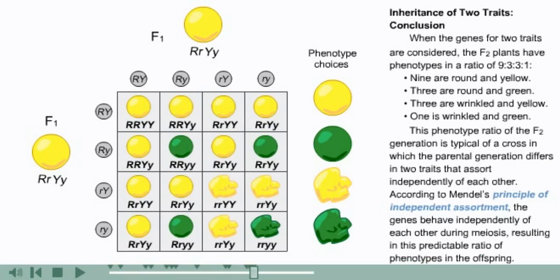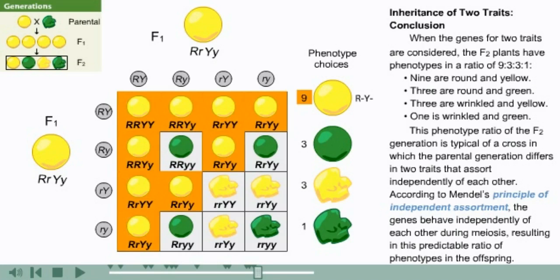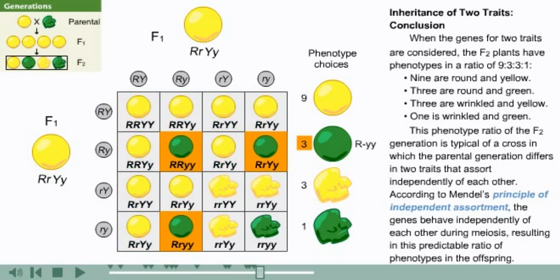When the genes for two traits are considered, the F2 plants have phenotypes in a ratio of 9:3:3:1. 9 are round and yellow, 3 are round and green, 3 are wrinkled and yellow, 1 is wrinkled and green. This phenotype ratio of the F2 generation is typical of a cross in which the parental generation differs in two traits that assort independently of each other. According to Mendel's principle of independent assortment, the genes behave independently of each other during meiosis, resulting in this predictable ratio of phenotypes in the offspring.